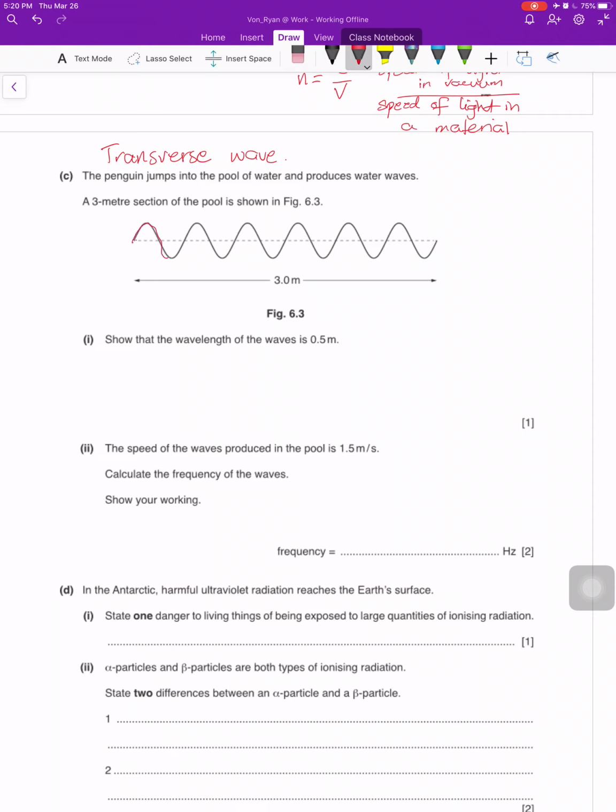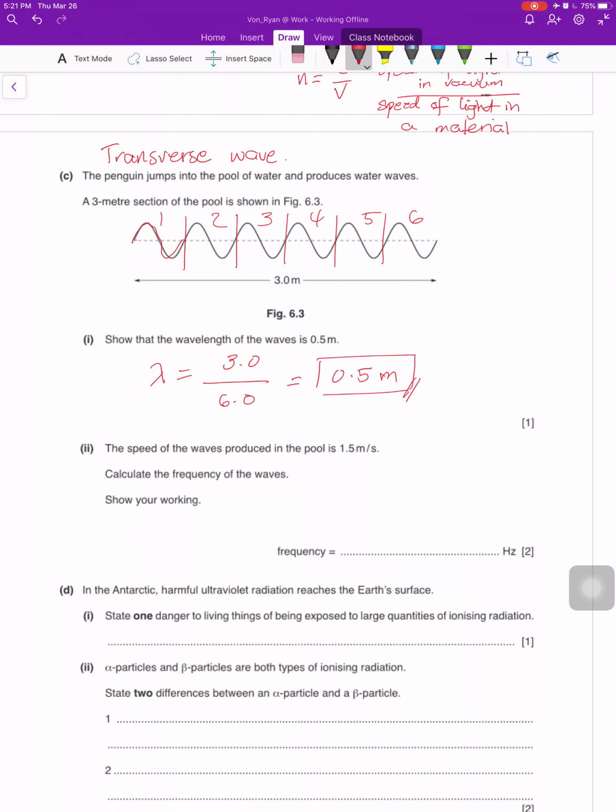So let's start. That's one full cycle, another. As you can see, it's repetitive. So you have 1, 2, 3, 4, 5, 6 complete cycles. So to get the wavelength lambda, it's basically 3 divided by 6 waves, and so we get 0.5 meters.